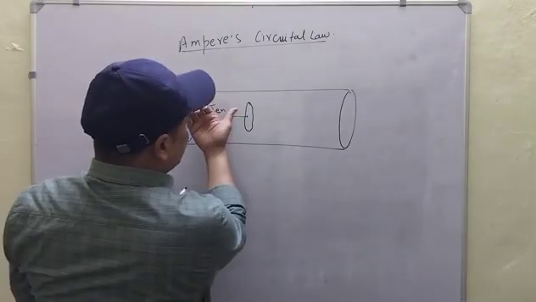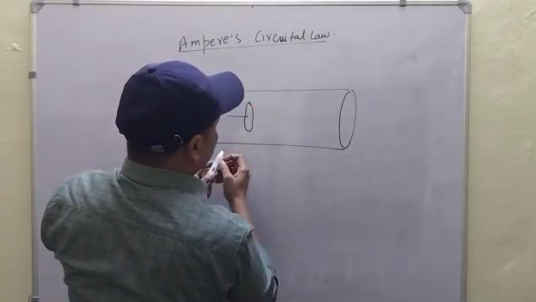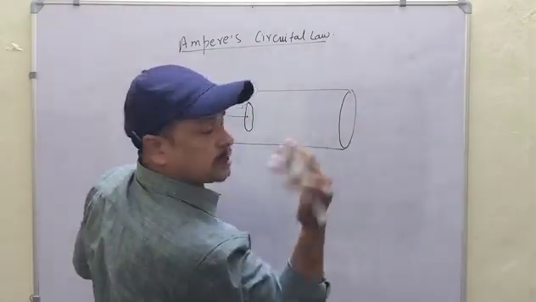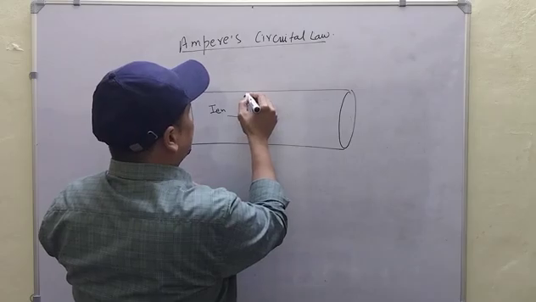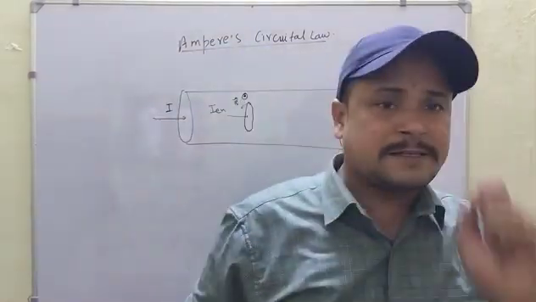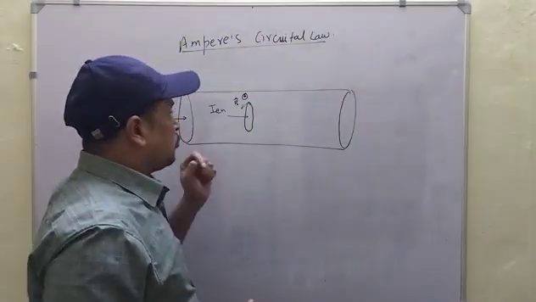So this is the current, and here will be the magnetic field. The magnetic field due to this loop will come outward, and outward is represented by a dot. So the magnetic field is coming outside. That is the first thing.